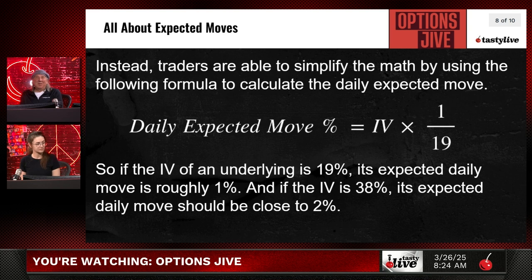Instead, traders are able to simplify the math by using the following formula to calculate the daily expected move. If the implied volatility of an underlying is 19%, its daily expected move is roughly 1%. And if it's 38%, it's 2%. I've seen people use 19, I've seen people use 18, 17. It's got a little bit of wiggle room in there, but there you go. We use this a lot, just as a back of the envelope thing. If you have, for example, a 54% implied volatility, your daily expected move is going to be about 3%.